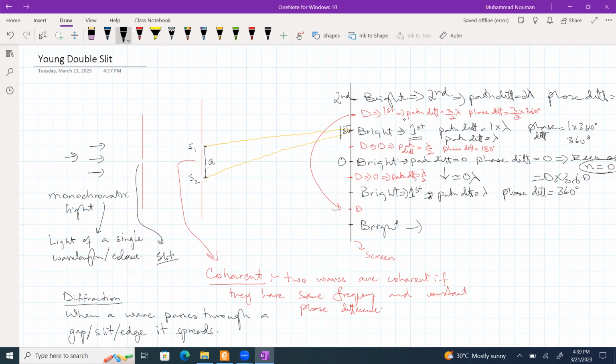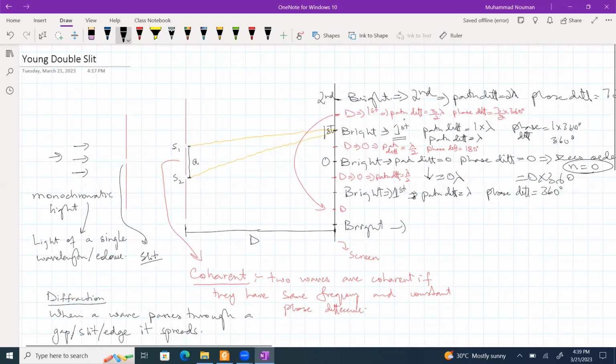Then he labeled the shortest distance between the slits and a screen, capital D. Then he labeled a very important distance: the shortest distance between two consecutive bright fringes, that is x. Or you can say the shortest distance between two dark fringes is also x. But bright fringes are easier to work on, so he worked on bright fringes.